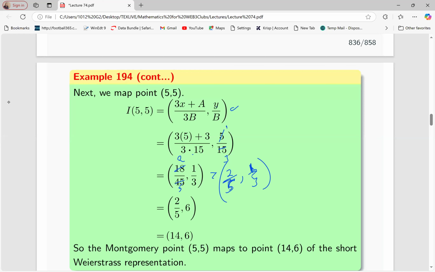But of course, we are not dealing with fractions. We know that we are doing this mod 17. So this is the same as 2 times the inverse of 5, and then 1 times the inverse of a third, times the inverse of 3, mod 17. So we're asking ourselves, what is the inverse of 5 mod 17? In other words, what number, when multiplied by 5 and then divided by 17, the remainder will be 1.